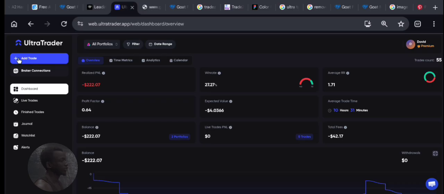You can see this first place where you can add your trades, and this is where you can connect your brokers. This is the dashboard. This is live, where you check your live trades. It's your finished trades. Here's journal, where you journal your mistakes, your errors, every single thing. This is your watch list, where you add the pairs you are actually trading. And these are the alerts, where you set alerts. This is where you check your alerts. So I'm starting from the add your trade button.